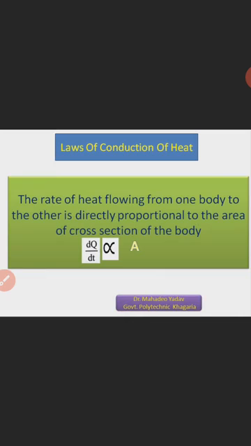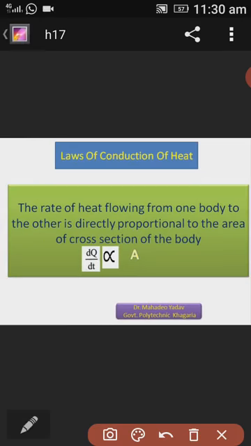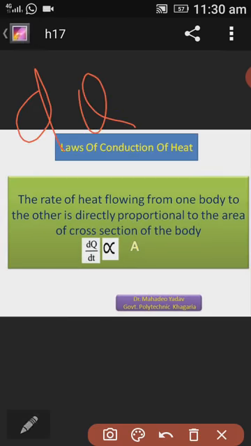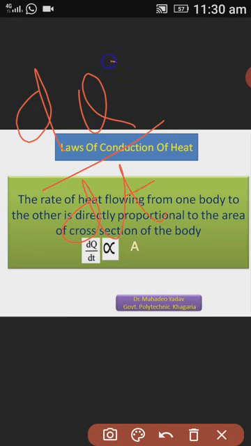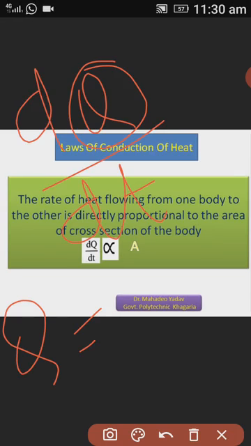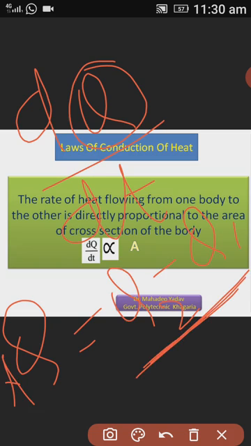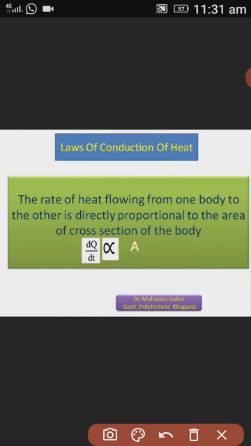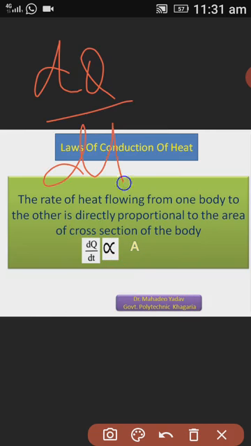Here, dq by dt. If this denotes heat, what is q? dq is q2 minus q1, the difference, so this is dq, and dt is the time taken from q2 to q1. Therefore, this is the rate of flow of heat.